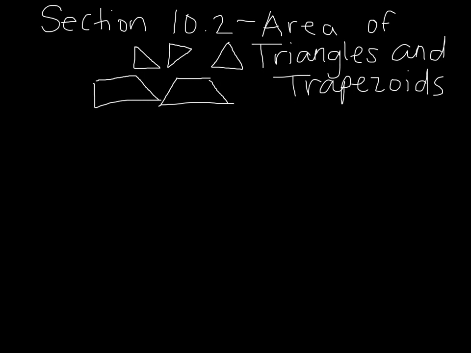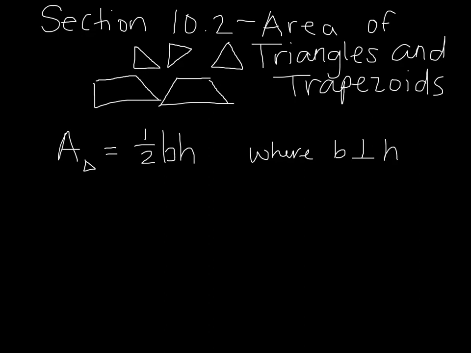Okay, so here are our formulas we're going to have to use. The area, capital A, always has to be capital A, of a triangle is 1/2 base times height. Where, again, the base has to be perpendicular to the height. Okay, so it has to have a right angle to the height. Okay, so let's try some.